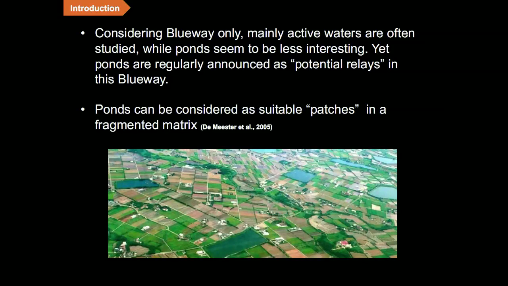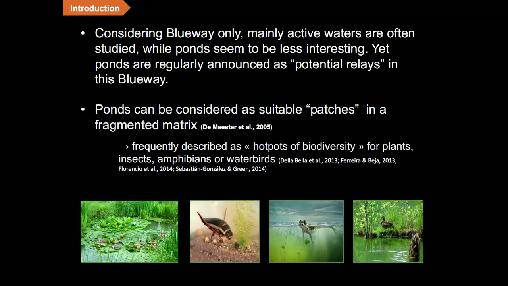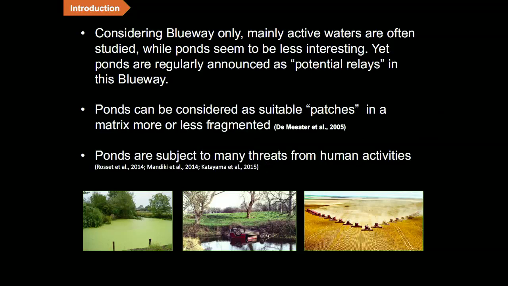In very disturbed or fragmented landscapes, ponds can be considered as suitable patches in a fragmented matrix, and they are frequently described as a hotspot of biodiversity for plants, insects, and a lot of taxa. However, ponds are also subject to many threats from human activities, such as nutrient loading and pollution, agricultural intensification, and we have no information on the effects of this pollution and disturbance on ponds.